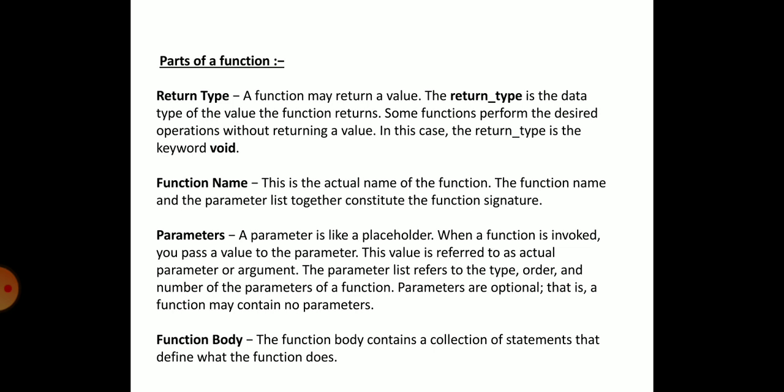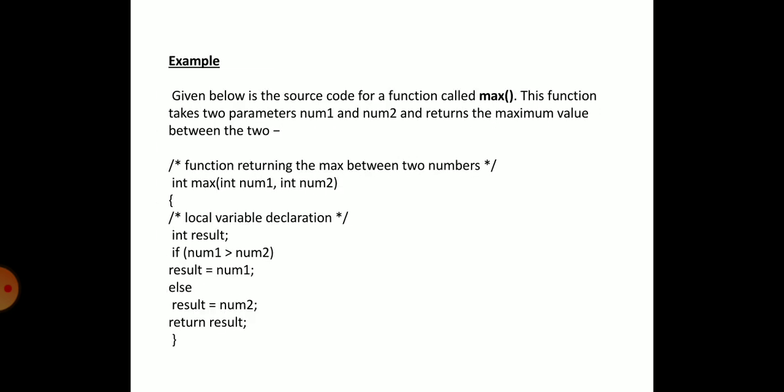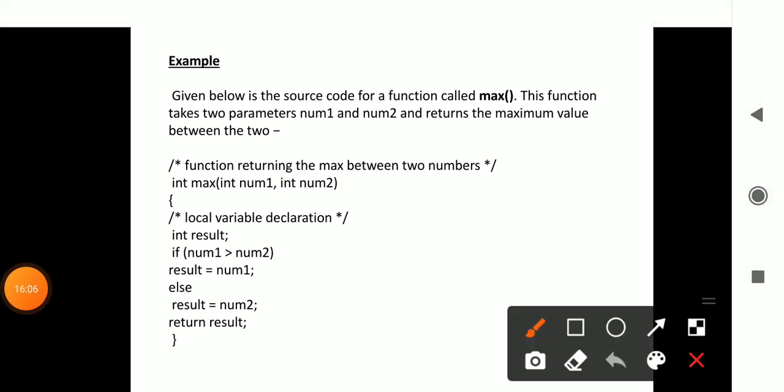Or if it does not return any value, we can specify it as a void type also. So this is all about defining a function. Just have a look at an example program. This program makes use of a function called maxOf. Here maxOf is a user defined function, and this function takes two parameters, num1 and num2, and it returns the maximum value between the two.